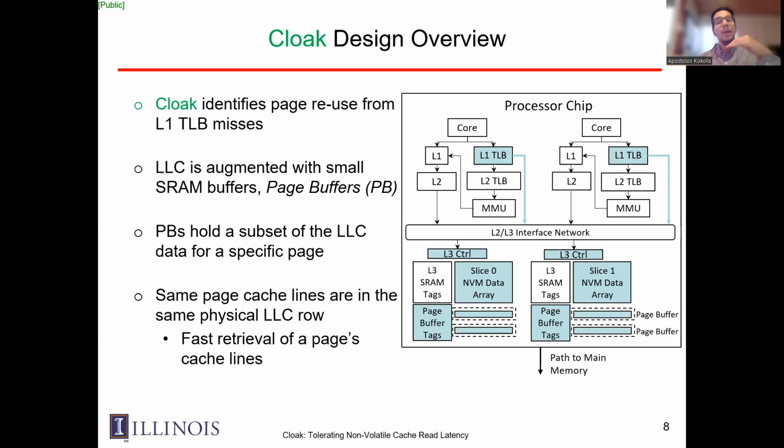Then we modify the layout of the LLC so that cast lines from the same page are always in the same physical row of the cache. This helps us identify fast and the cast lines of a certain page and move them to a page buffer.